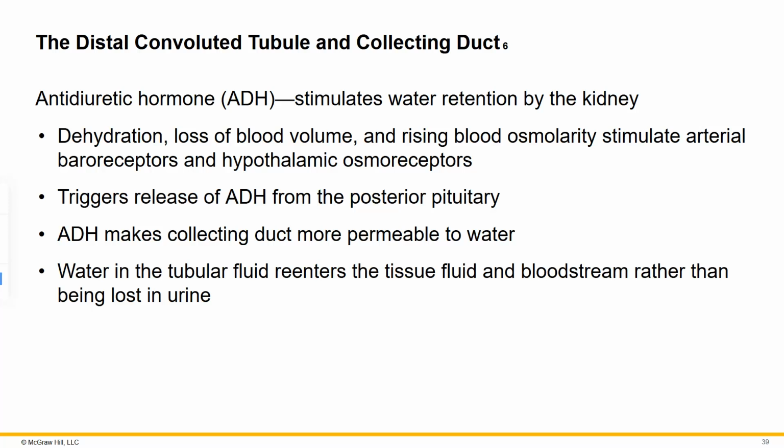So when we talk about an increase in blood osmolarity, that means that there's a lot of stuff and not a lot of fluid in your blood. This triggers the release of ADH from the posterior pituitary. ADH makes the collecting duct more permeable to water. Water in the tubular fluid re-enters the tissue fluid and bloodstream rather than being lost in the urine.